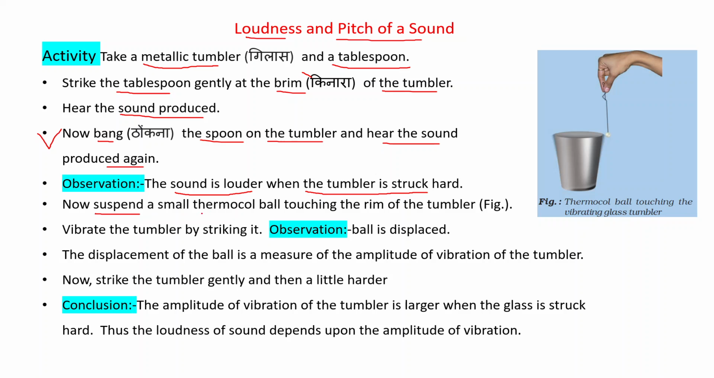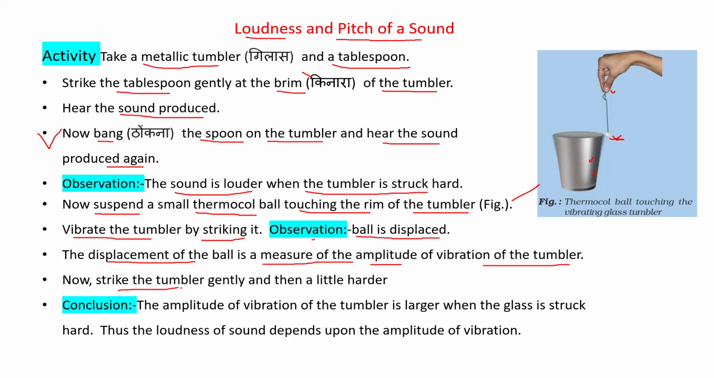Now suspend a small thermocol bowl touching the rim of the tumbler like this figure. This is the metallic tumbler and this is the thermocol bowl, and it is suspended by hand in such a way that it touches the tumbler. Now vibrate the tumbler by striking it and observe what will happen. The ball is displaced. As soon as we strike the tumbler, the ball will be displaced. That displacement of the ball is a measure of the amplitude of vibration of the tumbler.